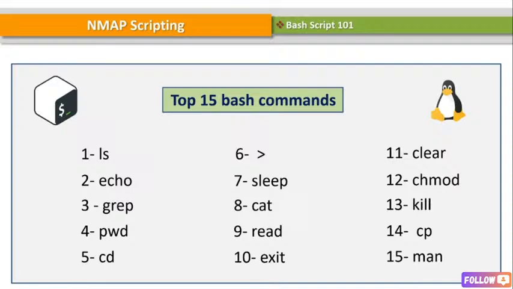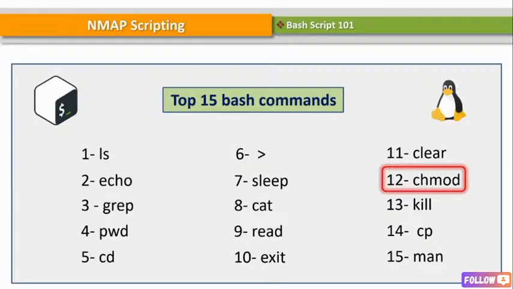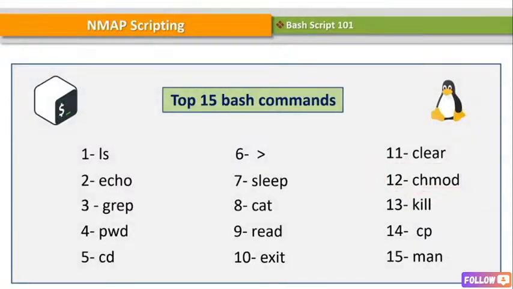The 11th is clear. This command is used to clear all previous commands and the output from the consoles and terminal windows. The 12th is chmod. The chmod command gives permission to upload, delete, run, or change a file. The 13th is kill. The kill command allows you to terminate a process from the command line. The 14th is cp. The cp command copies files and directories, so you can use this command when you need to back up your files.